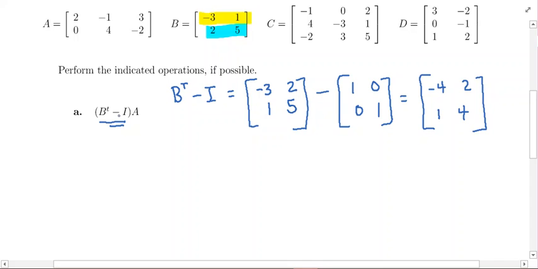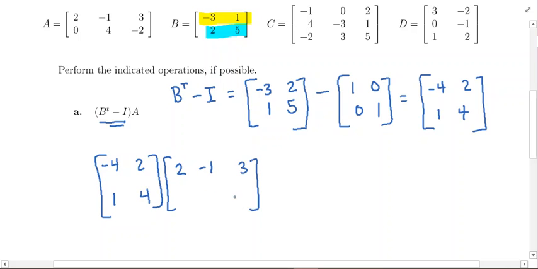Once you have that, you've got to multiply that result by A. Remember, with matrix multiplication the order matters. B transpose minus I, that result has to go on the left. Put that first. It's absolutely necessary that it goes on the left. So take B transpose minus I, and now we're going to multiply that by A. Go up here and grab the A matrix, and we're going to try to multiply these together, and then we'll be done.